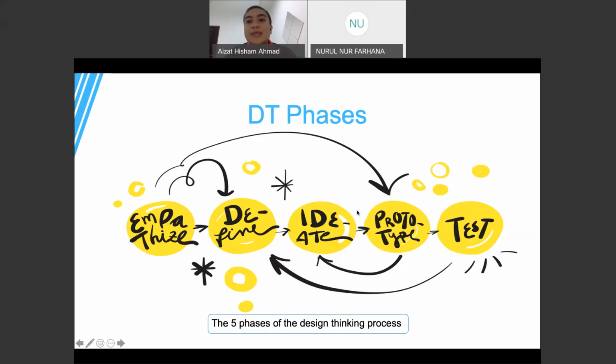From testing, you might go back not only to define, but you might test and then need to empathize, or from the test level, you might need to re-ideate or redo the prototype. So it is intertwined, it's interchangeable. It's not linear, it can always go back and forth. So remember abductive reasoning. Abductive reasoning somehow is related to these DT phases.